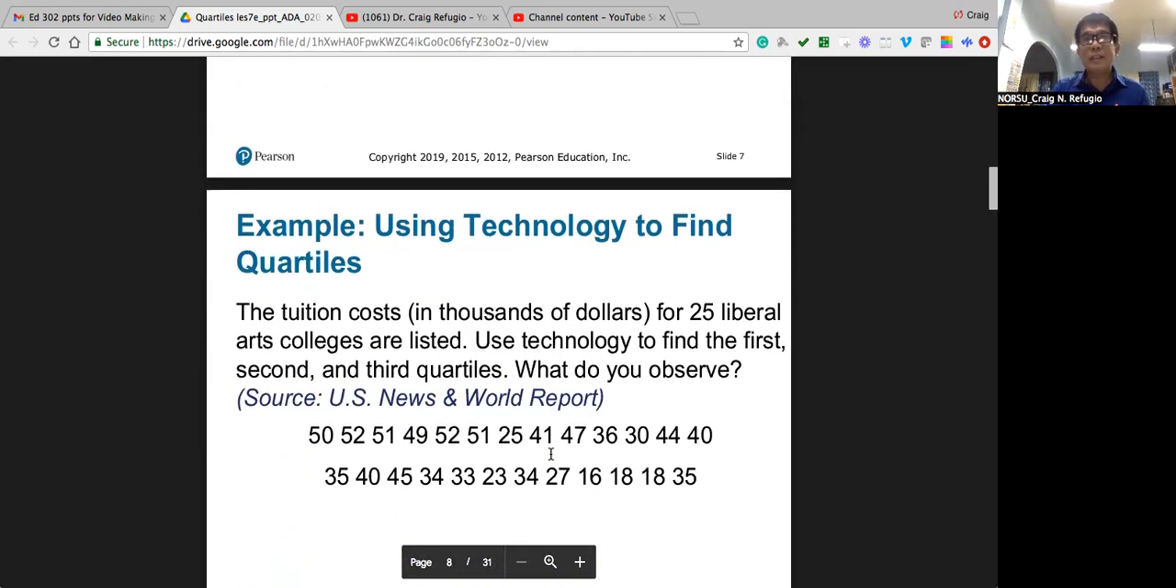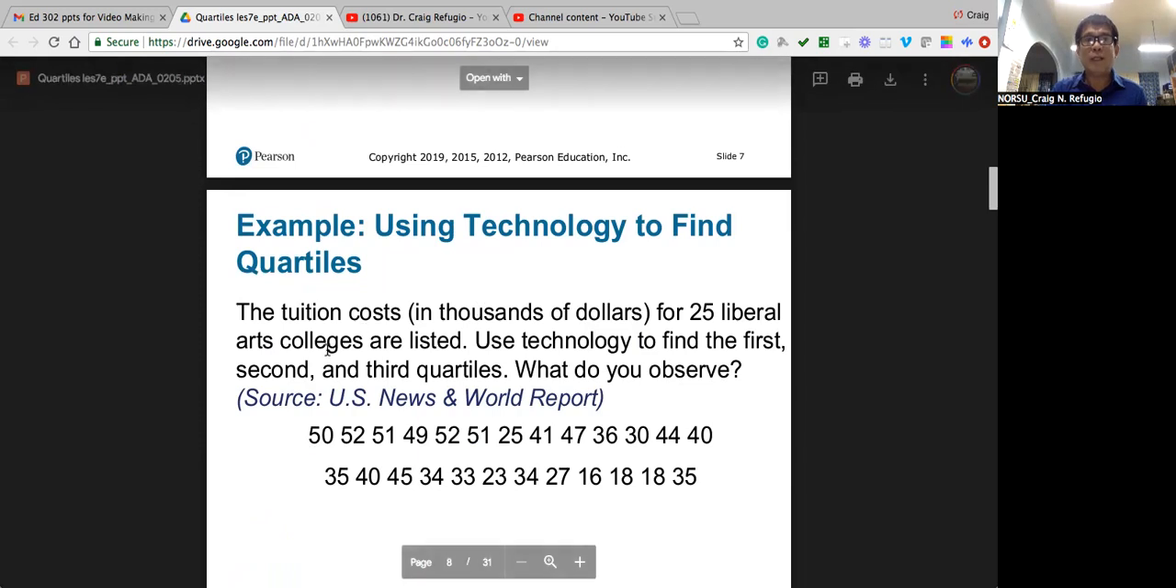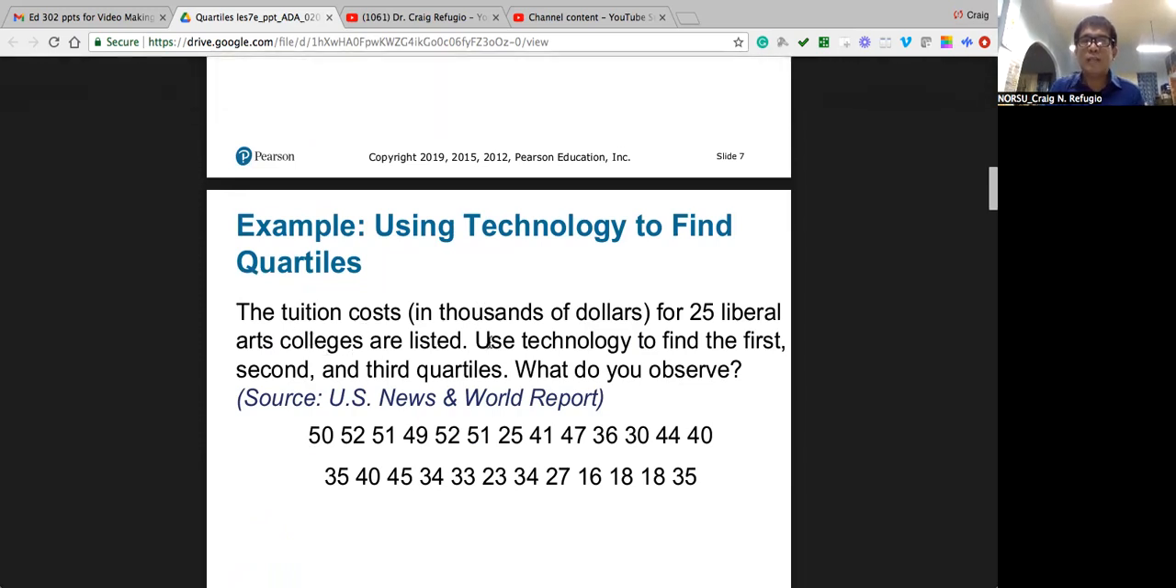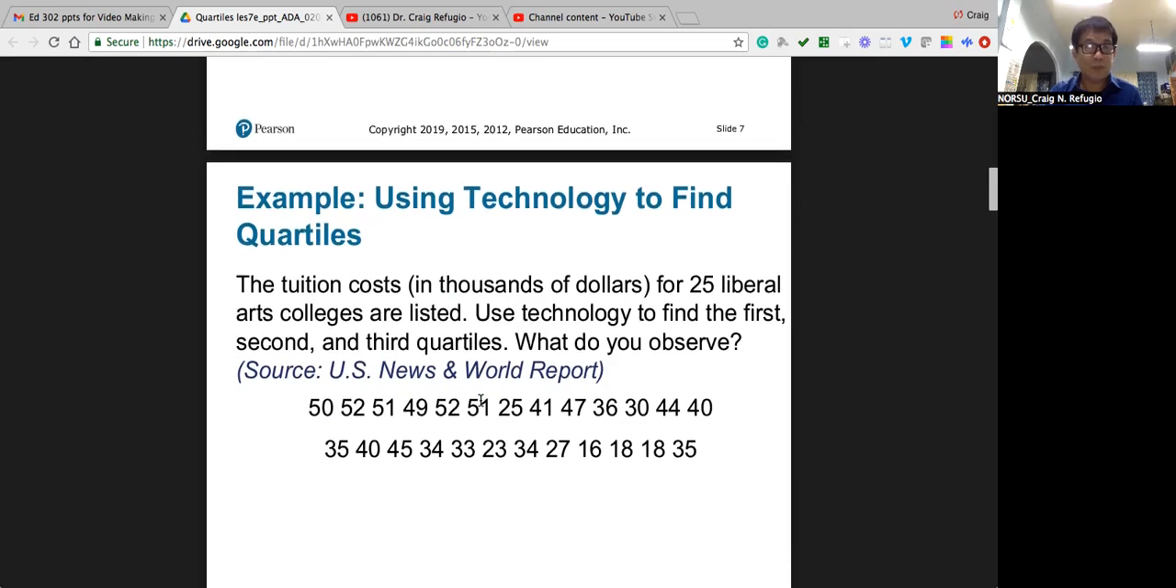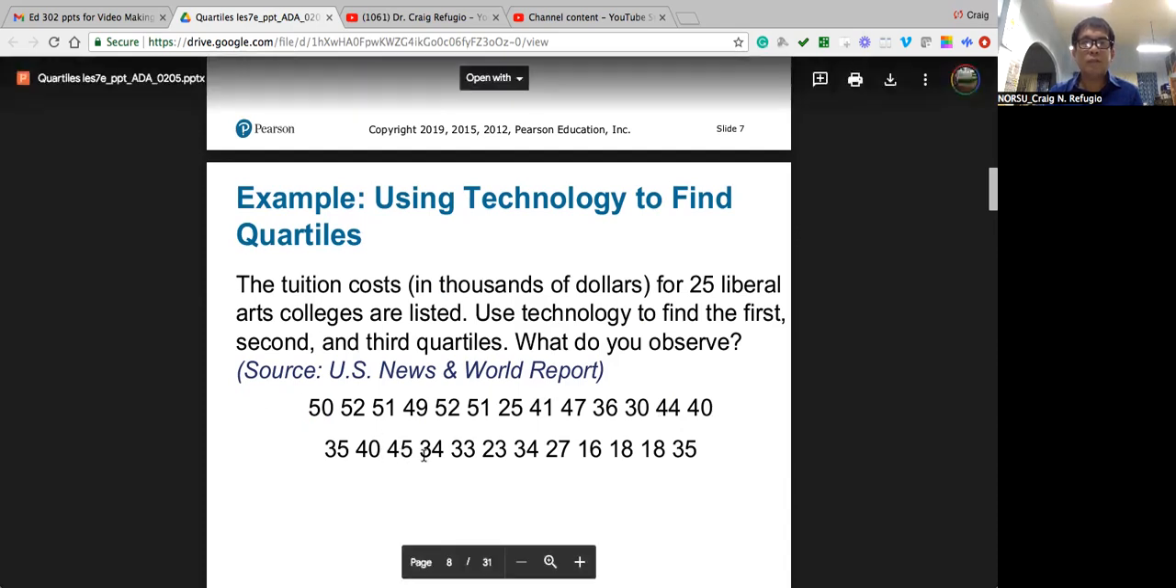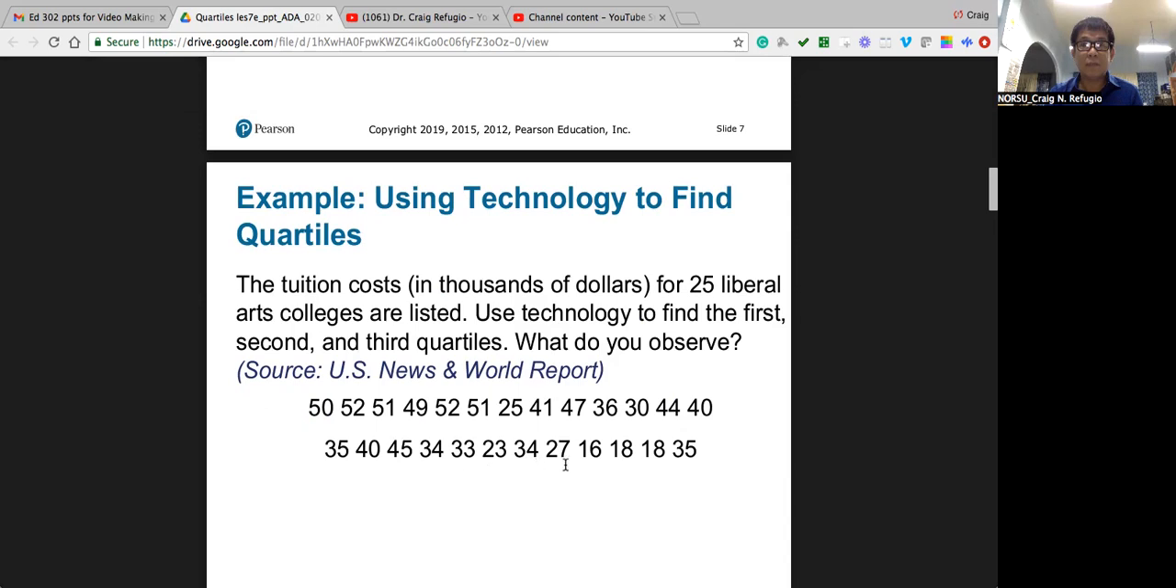Now, the quartiles can be generated also using technology. Later I'll be introducing how to calculate that using technology. So, using technology to find quartiles: the tuition costs in thousands of dollars for 25 liberal arts colleges are listed. Use technology to find the first, second, and third quartiles. So we have 50, 52, 51, 49, 52, 51, 25, 41, 47, 36, 30, 44, 40, 35, 40, 45, 34, 33, 23, 34, 37, 16, 18, 18, then 35.